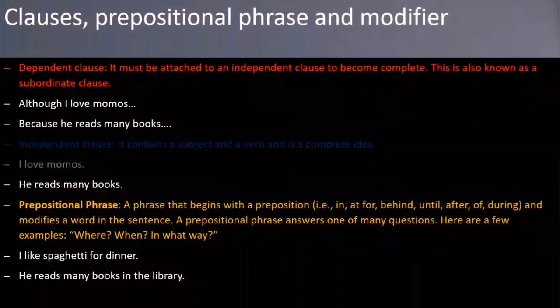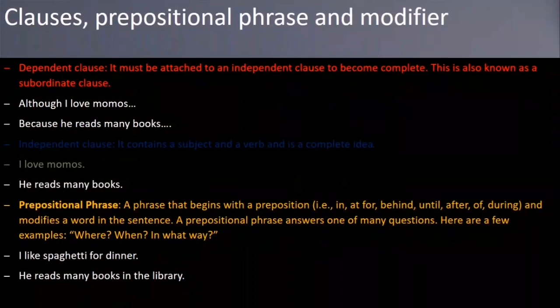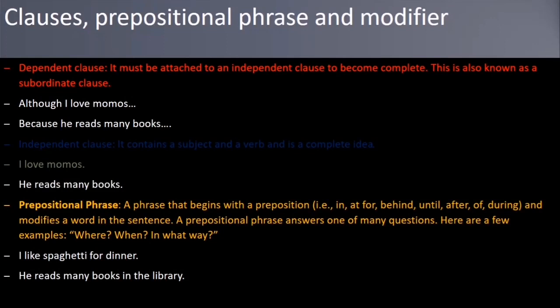Now next, in the sentence structure types, we read different clauses, which are the dependent clause and the independent clause. We study different prepositional phrases and different modifiers. So what is the difference between a dependent clause and an independent clause? As the name depicts, an independent clause is the one that is independent. It does not need any other clause to depend upon.